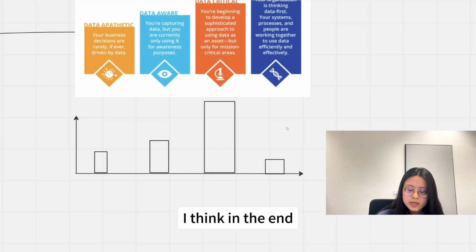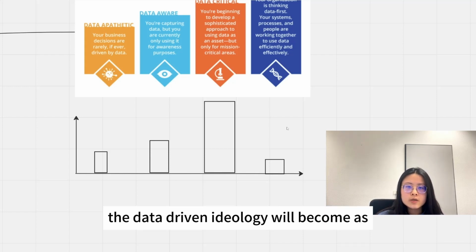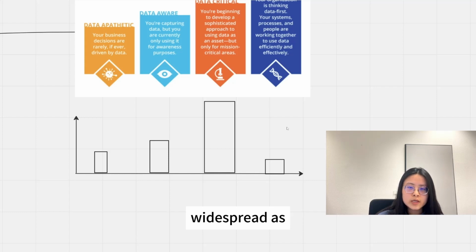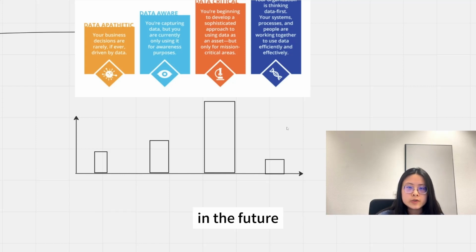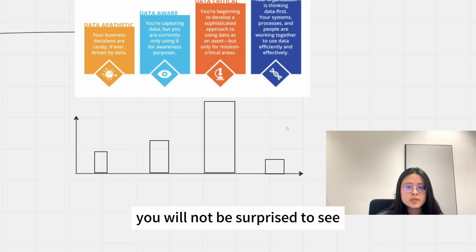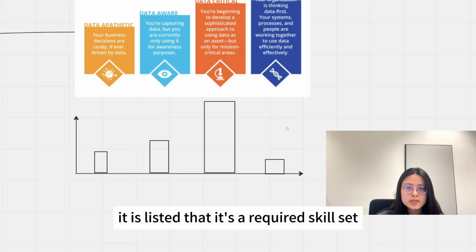I think in the end, the data-driven ideology will become as widespread as the Microsoft 365 softwares. This means that it will become a basic skill in the future. You will not be surprised to see that in any kind of job posting, it is listed as a required skill set.